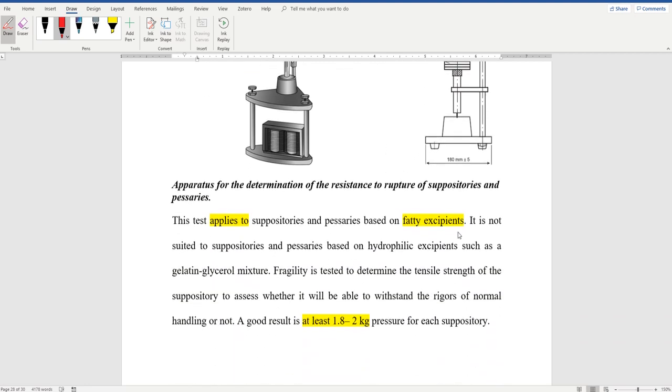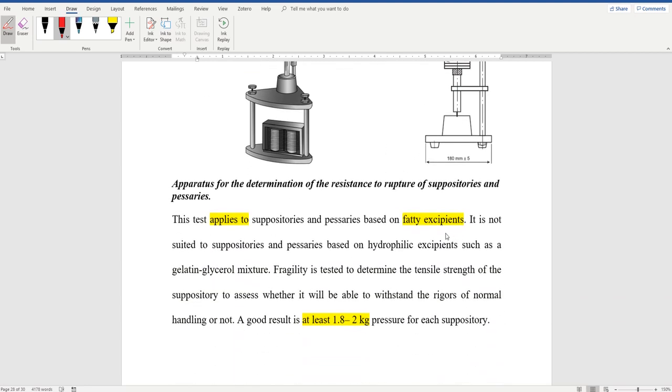Okay, again, what is the aim or the goal of this test? The goal is to make sure that the suppositories can withstand the rigors of normal handling or not. Now, I added this to your notes: a good result is that each suppository can tolerate at least 1.8 to 2 kilograms of pressure. Meaning that at least 1.8 to 2 kilograms are required to break the suppositories.